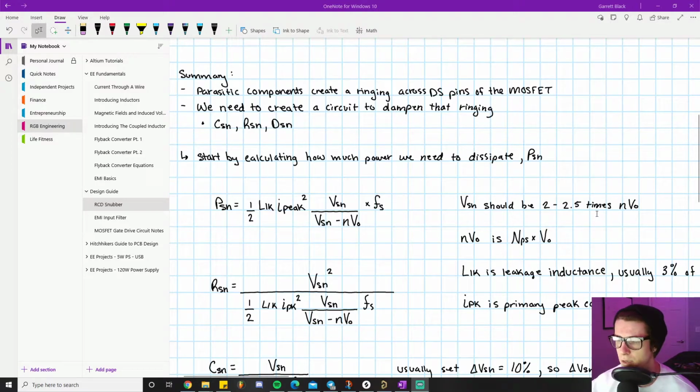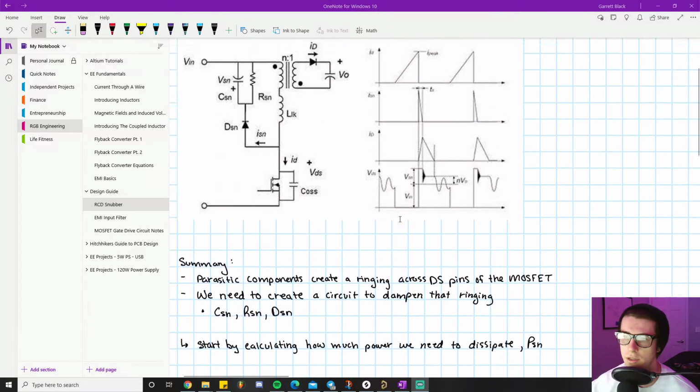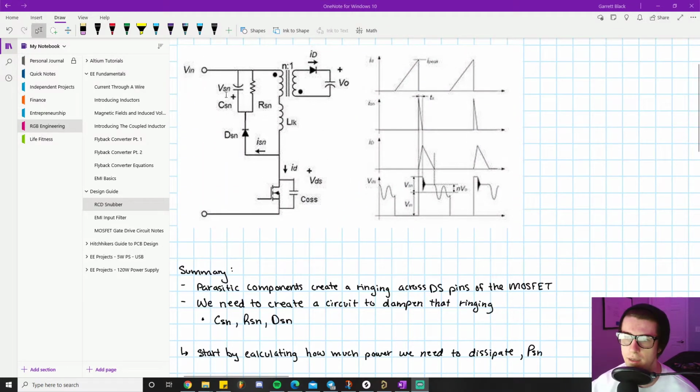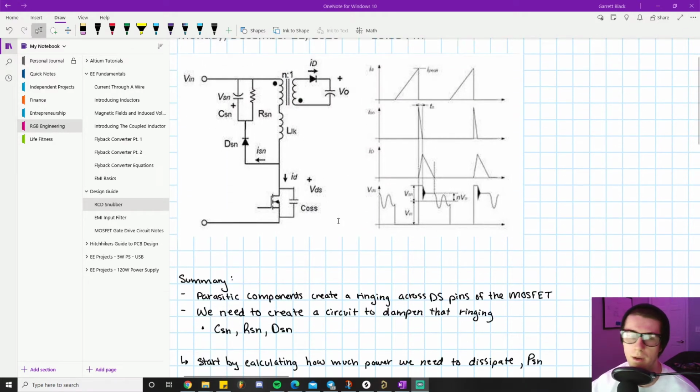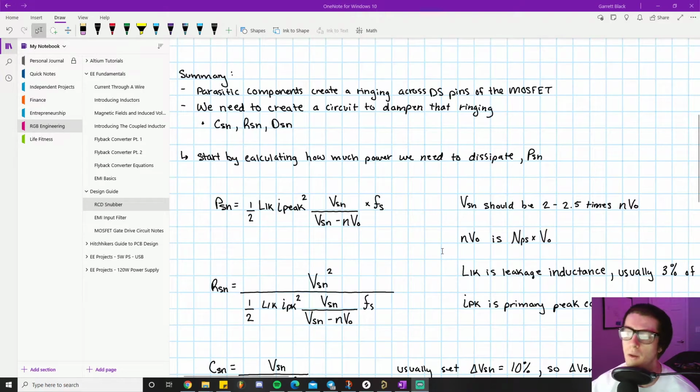So here, I have all the variables labeled. VSN is just V snubber, so that's just the voltage, right? VSN is the voltage drop across our capacitor and our resistor, right? Because those are in parallel, right? So we are sort of approximating, or just like I said, estimating VSN, and we're going to set VSN to be 2 to 2.5 times NVO. NVO is NPS times V out, right?